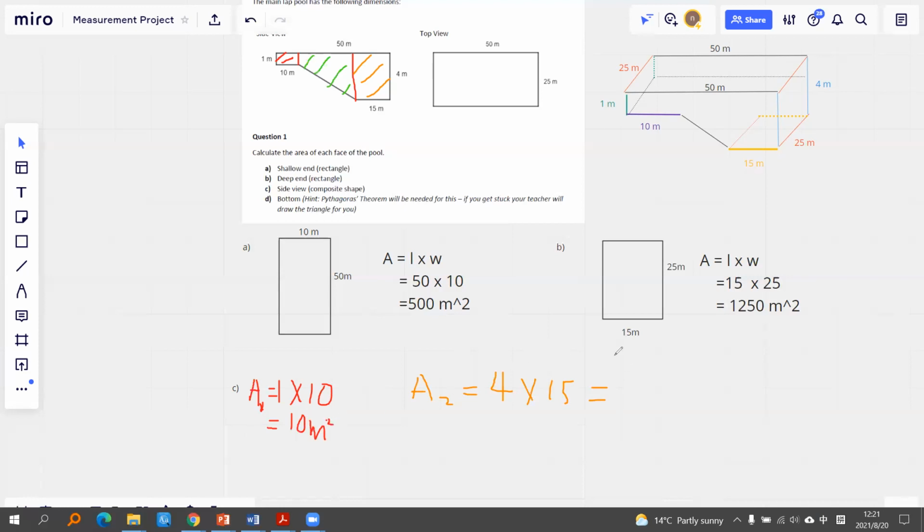And what about the second part? 4 times by 15. What do you have? Is there any answer? You can use a calculator if you want. So that's 60. Thank you, Tiffany. So for this one, I just use the color back.